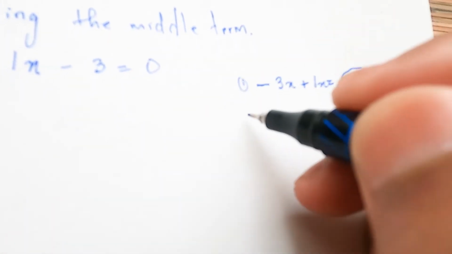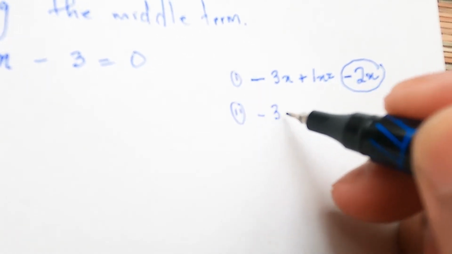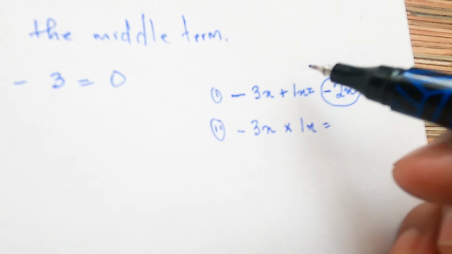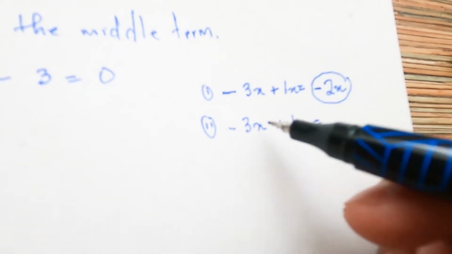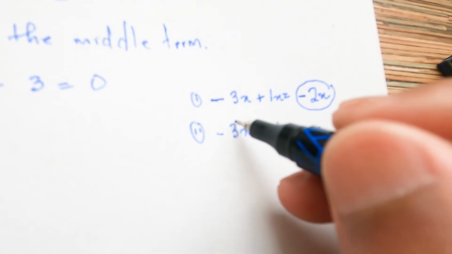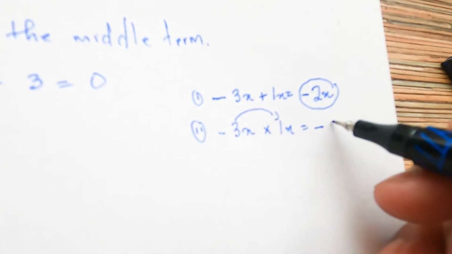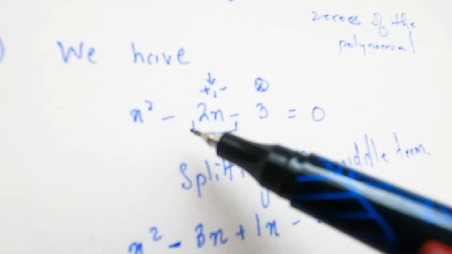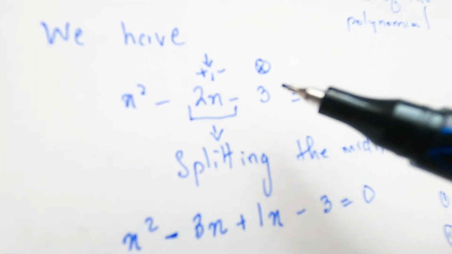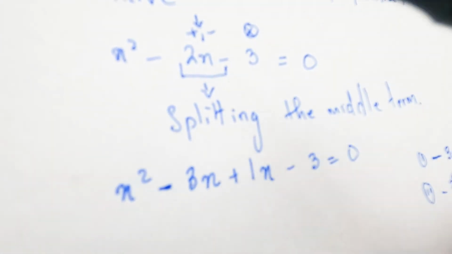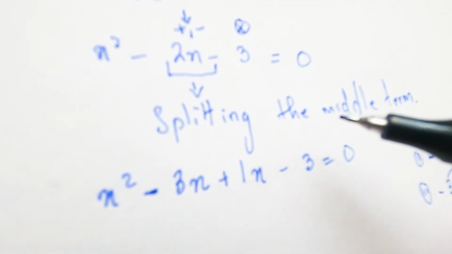And now for the second case, minus 3x, when I multiply, I should be getting the same original number. That is, minus into plus will be minus. Alright, and 3 into 1 will be 3. Alright, so I am getting the same original number. So next, I hope it is clear how to split the middle term. We have already done in class 9.